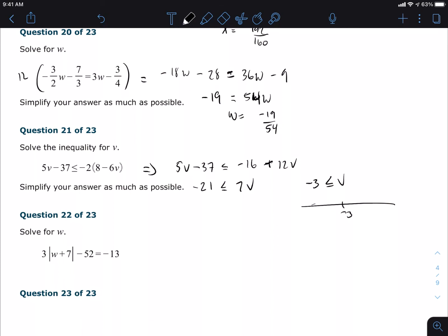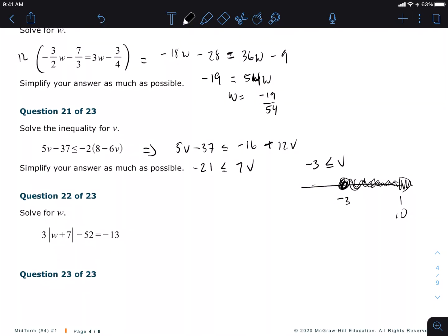Oh, it doesn't even ask us to graph it, but I'll graph it anyways. Negative 3, it's going to be a filled in circle. And then I'm going to shade the direction I'm supposed to go. And that's this way. The reason I knew that was because I could plug in a number like 10. Is negative 3 less than or equal to 10? Yes, well, 10 is somewhere way over here. I know it's going to shade that direction.